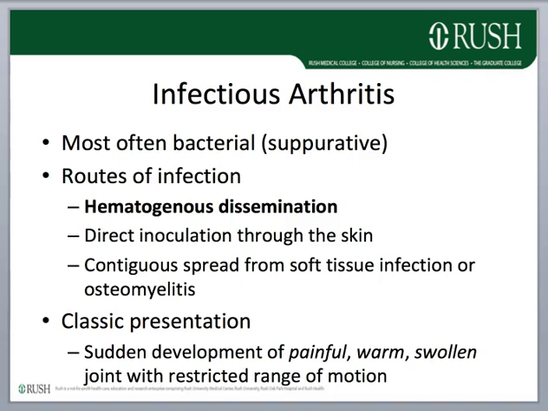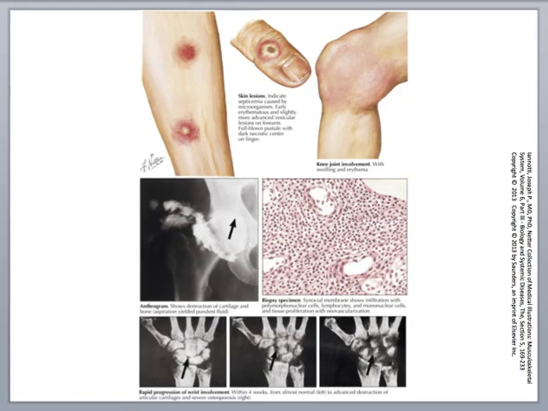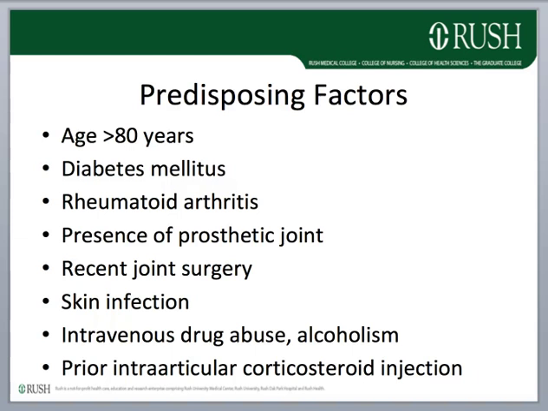The classical presentation is the sudden development of a painful, warm, swollen joint with restricted range of motion. This slide illustrates some of the potential sources of hematogenous dissemination. The classical clinical appearance of a red, swollen, painful joint, the typical finding of numerous neutrophils in the synovium, acute synovitis, and the typical radiographic findings of rapidly developing joint destruction. There's a variety of predisposing factors to infectious arthritis, which are listed here.